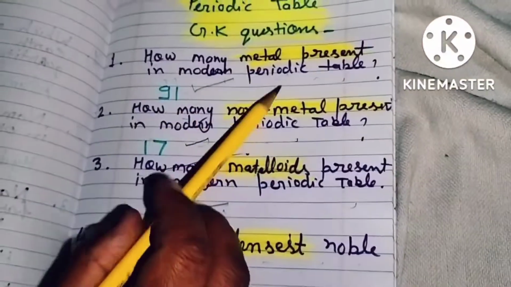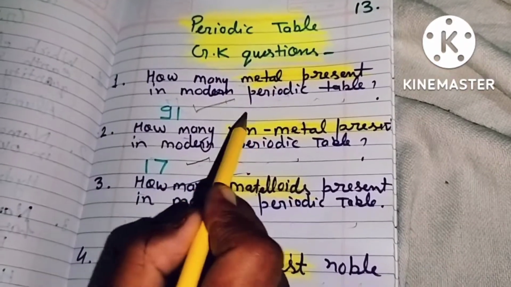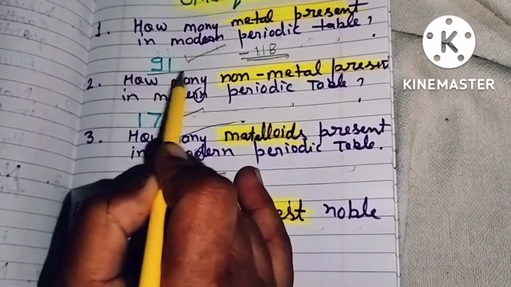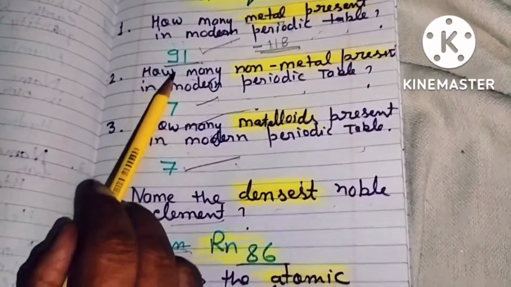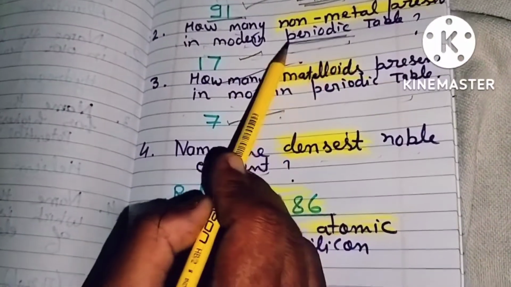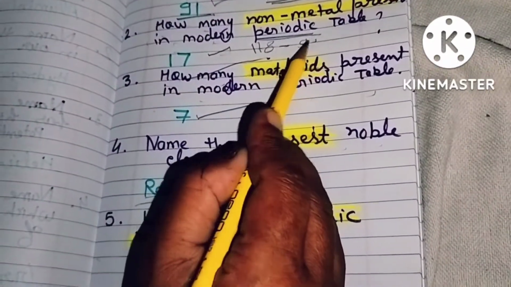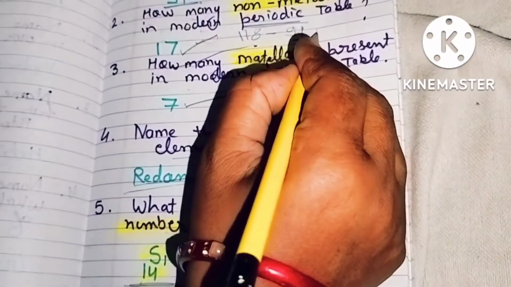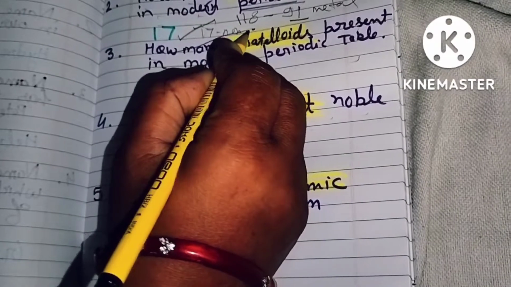Next, how many metals are present in the modern periodic table? In the periodic table we study 118 elements, in which 91 are metals in nature. Next, how many non-metals are present in the modern periodic table? Of the 118, 91 are metals and 17 are non-metals.